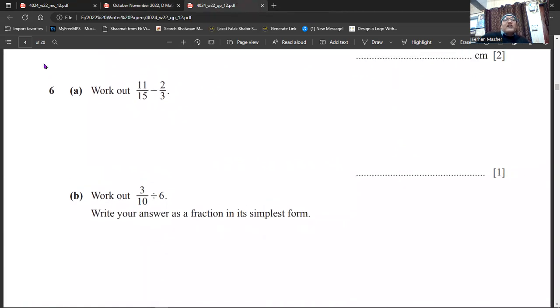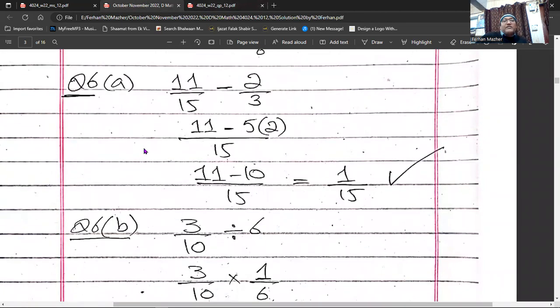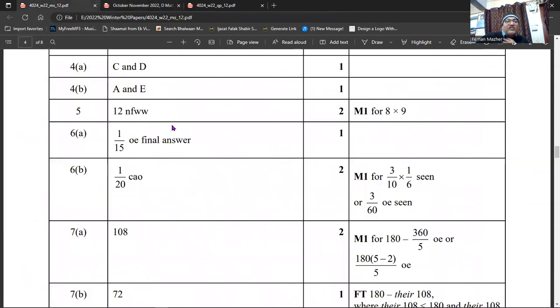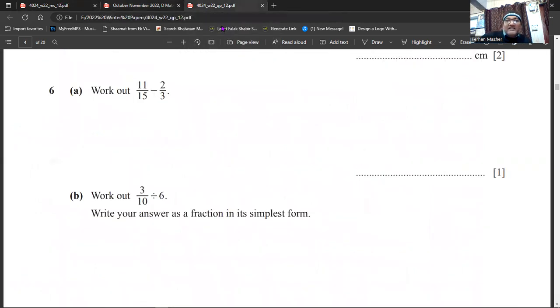Question number 6, he says, work out 11 by 15 minus 2 by 3. This is question 6a. We have two fractions and we want to subtract them, so I will take their LCM. 3 and 15 are the denominators, so their LCM will be 15. 15 divided by 15 is 1, multiplied by 11 is 11. 15 divided by 3 is 5, 5 multiplied by 2 is 10. So 11 minus 10 divided by 15 will be 1 by 15. 1 by 15 is the right answer. That's question 6a.